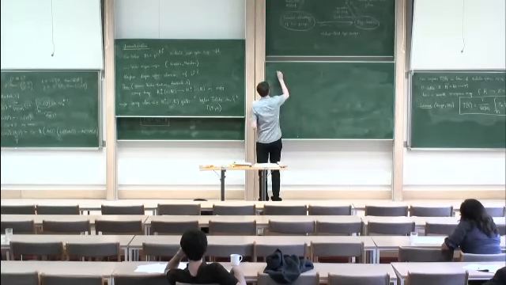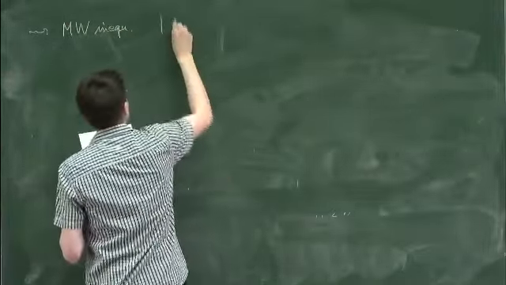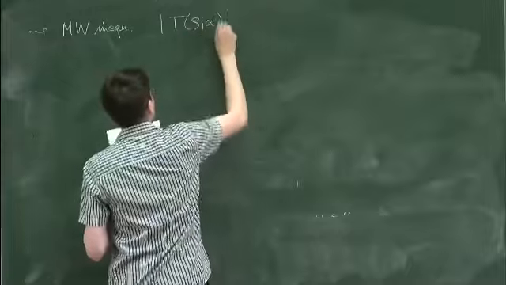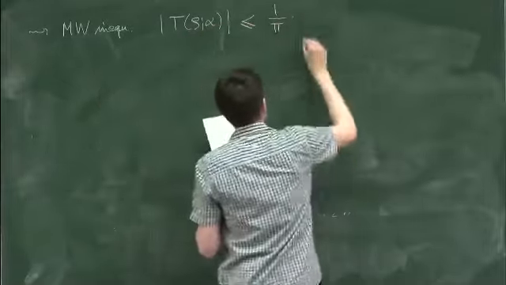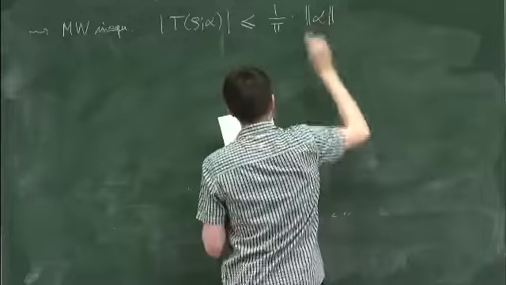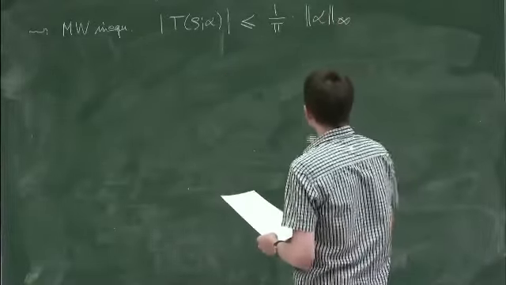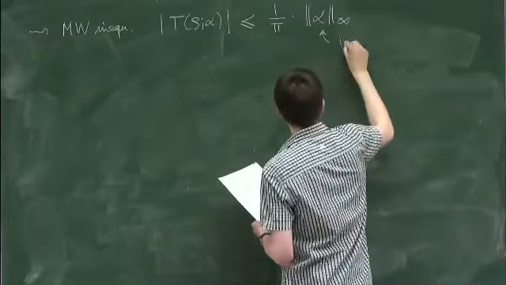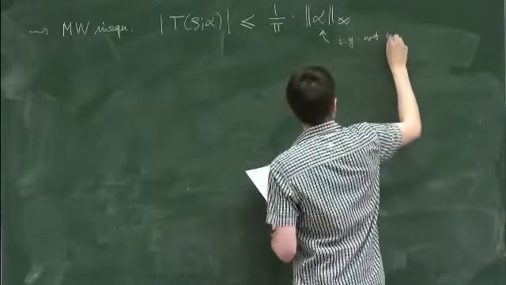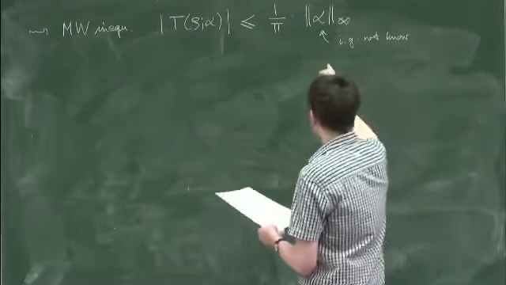So we get a Milnor-Wood type inequality of the following form: 1 over p times the Gromov norm of this class alpha. At first sight, this looks like nothing, because now we know we have an inequality, but we don't know this, because our result about surjectivity doesn't say anything about the actual Gromov norm.